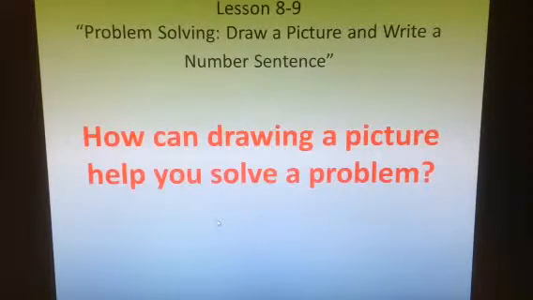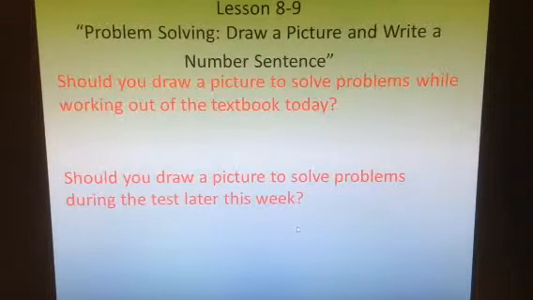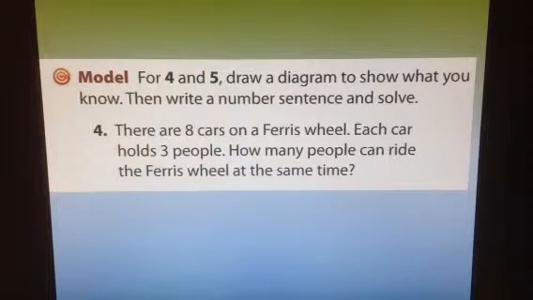How can drawing a picture help you solve the problem? I liked talking about this with the kids because a lot of them said drawing a picture helps me figure out a problem. It helps me clear my thoughts and understand what I'm doing. Should you draw a picture today to solve problems? Yes. Should you draw a picture to solve problems during the test? Yes.